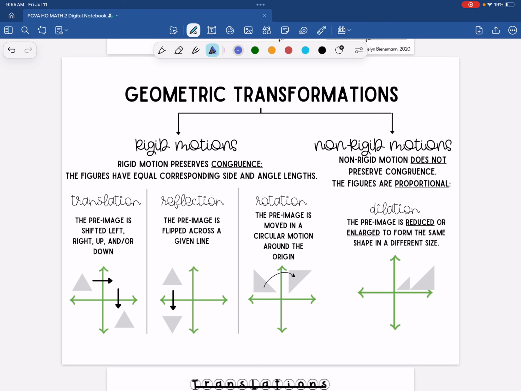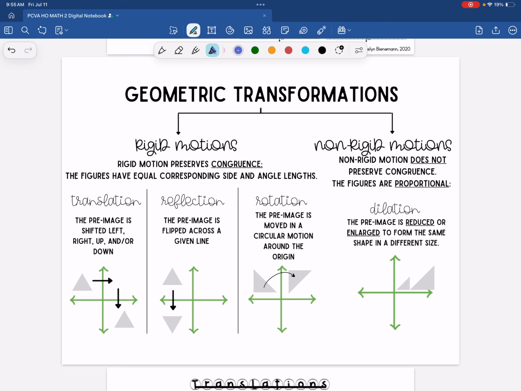Now, there are three different types of transformations that are rigid motions, and rigid motions are ones that preserve congruence, which basically means they don't change in size. We can slide them, we can flip them, we can rotate them, but the actual shape and size of the figure does not change. So a rigid motion means that these are the types of transformations that don't change the shape or the size of the actual figure.